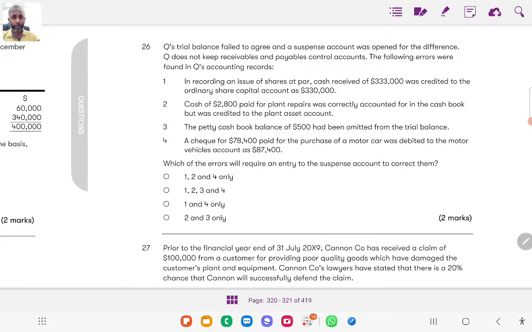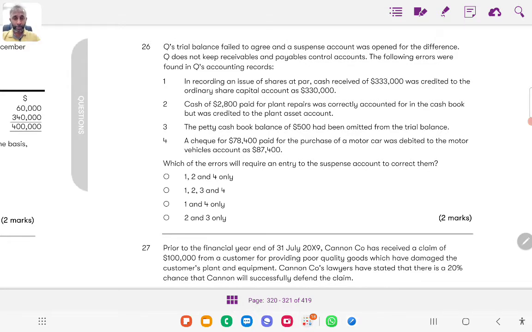Second one: cash of 2,800 paid. When you make a payment, the double entry is you credit the cash and debit the respective expense or asset account. Here, cash of 2,800 paid for plant repairs was correctly accounted for in the cash book, meaning you have credited the cash book. The corresponding other entry must then be a debit, whereas here it was credited to the plant asset account. So number 2 is a compulsory answer, so option number 3 is also out.